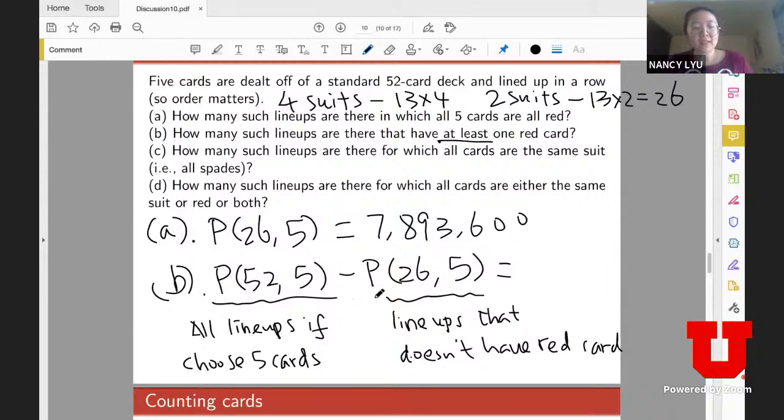And then we subtract the lineups that don't contain any red cards, which is 26P5. Because we have 2 suits that are red cards, and the other 2 suits do not have red cards, which adds up to 26 cards that are not red. And I want to choose 5 from them. And right here, we use the rule of complement, and this will give us the number. I'm not going to read it, it's such a big number.